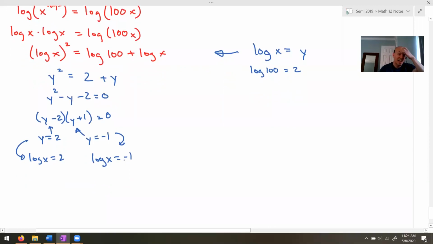How do I actually get the x's out of this? Well, what I can do here is I can say that, let's put this in exponential form. So this is log base 10 of x equals 2. So 10 squared equals x. And this becomes 10 to the power of negative 1. So 1 over 10 equals x. So what we would finally end up with is x is 100, and x is equal to 1 over 10.